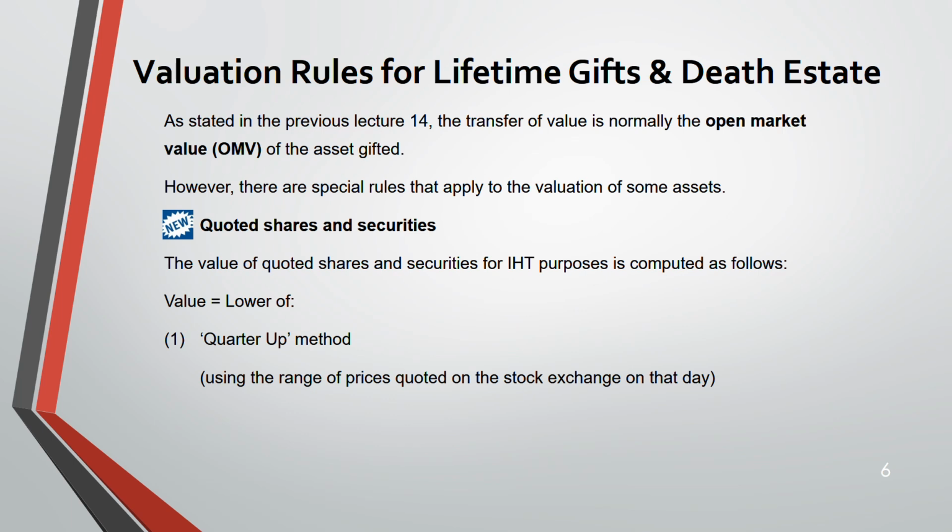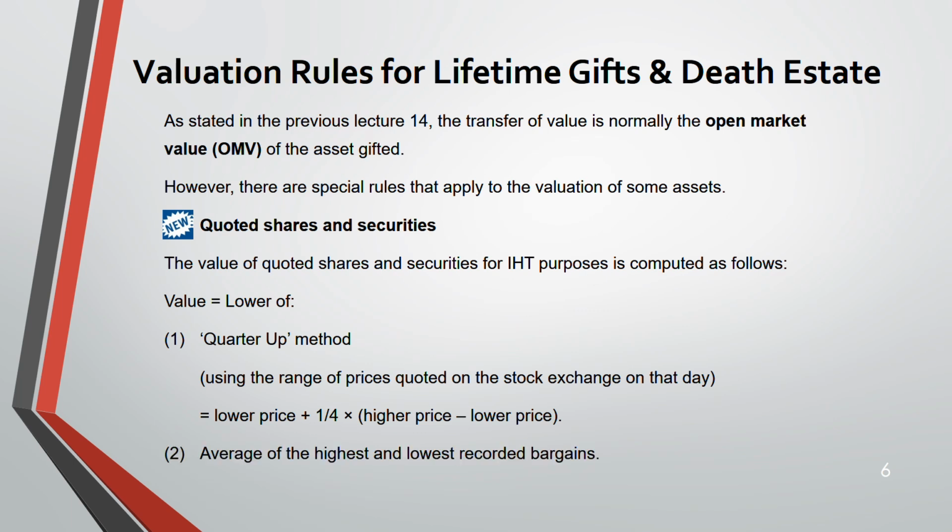Quarter up method means using the range of prices quoted on the stock exchange on that day. They will give you two prices. Take the lower price plus 1/4 into higher price minus lower price. This rule is fixed. Second, average of the highest and the lowest price.